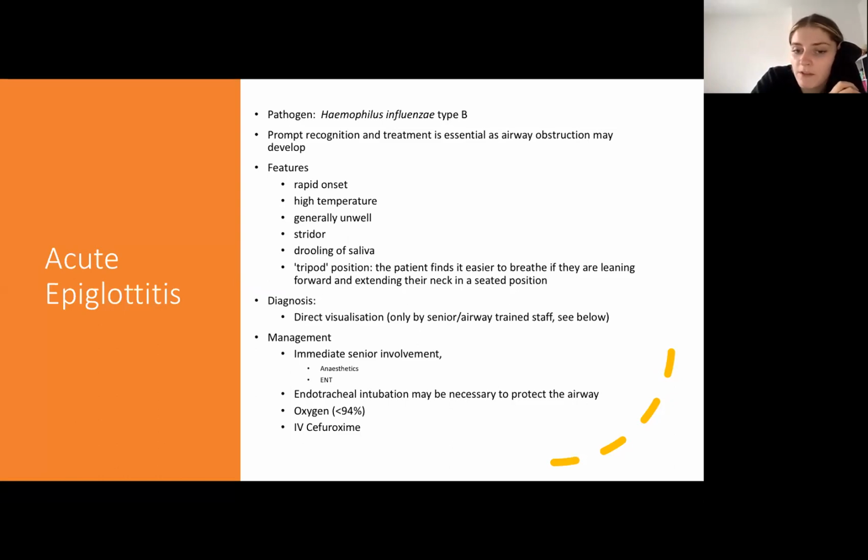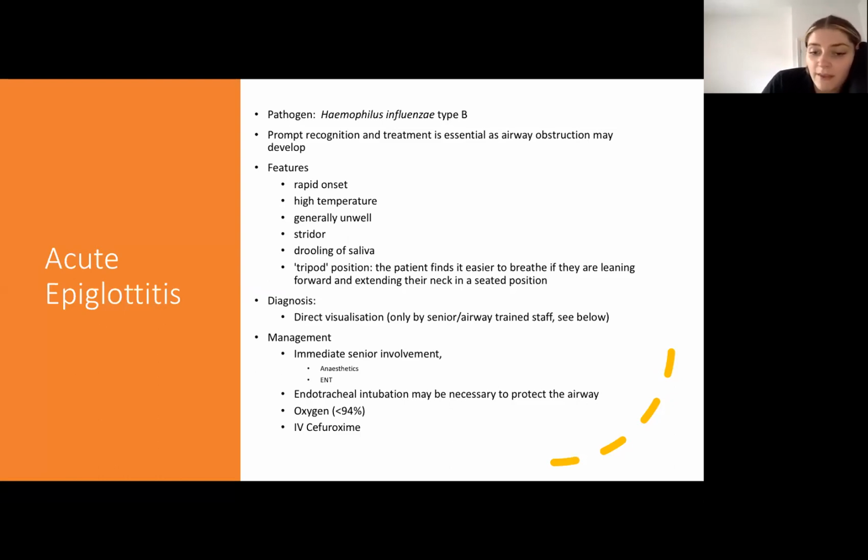So yeah, immediate senior involvement. If you see epiglottitis and they ask what's your management, you're going to get your senior. You don't try and manage this yourself. You need anaesthetics, ENT as well, and other people you can call.